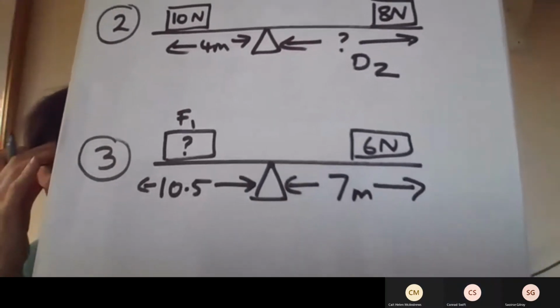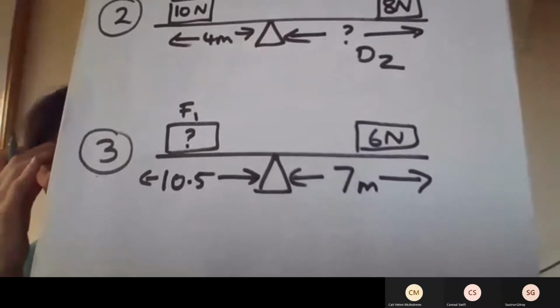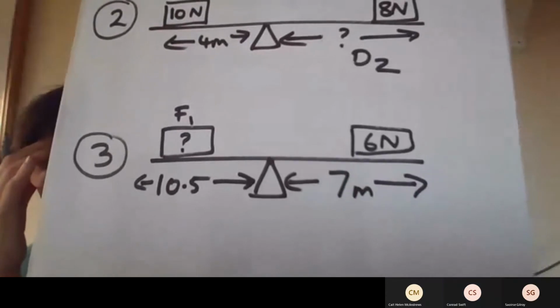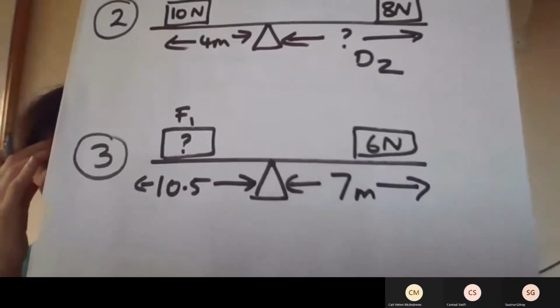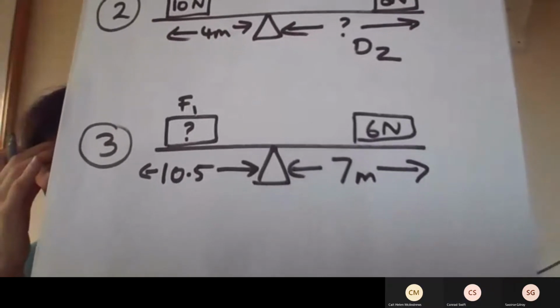All right, so we're all on 3. Copy that out. And then go on ahead. It's exactly the same thing, except we're working out F1. So keep F1. Don't fill in a value for F1. Keep F1 as F1.